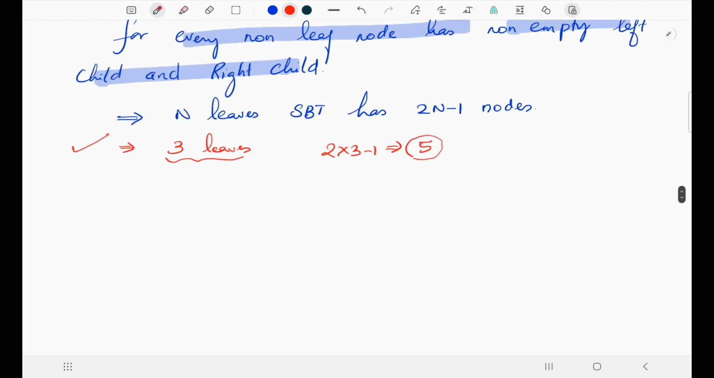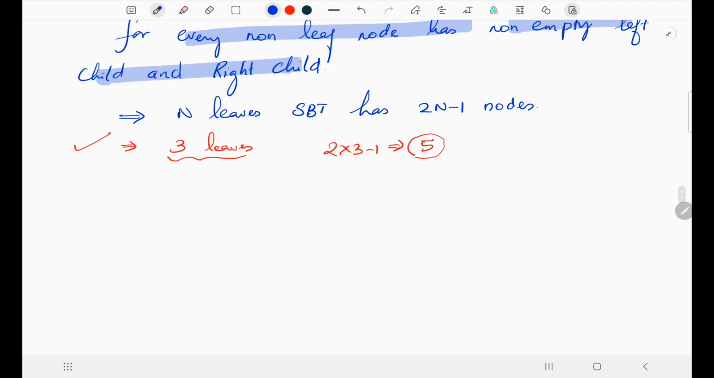For example, I can give one more example to realize this property. So this is A, B, C, D, E, F, G. Okay. For example, this is strictly binary, of course, because all the intermediate nodes A, B, D have at least two children, right? So how many leaves does it have? 1, 2, 3, 4 leaves. So 4 leaves.